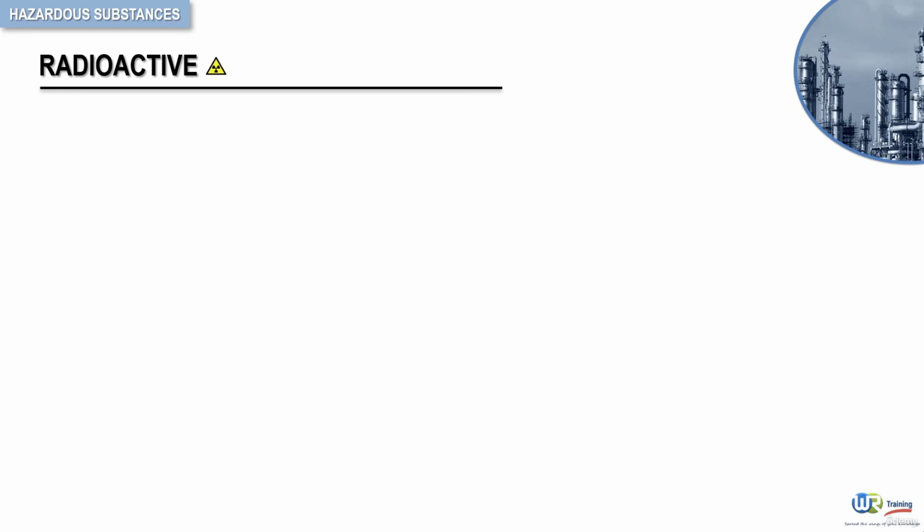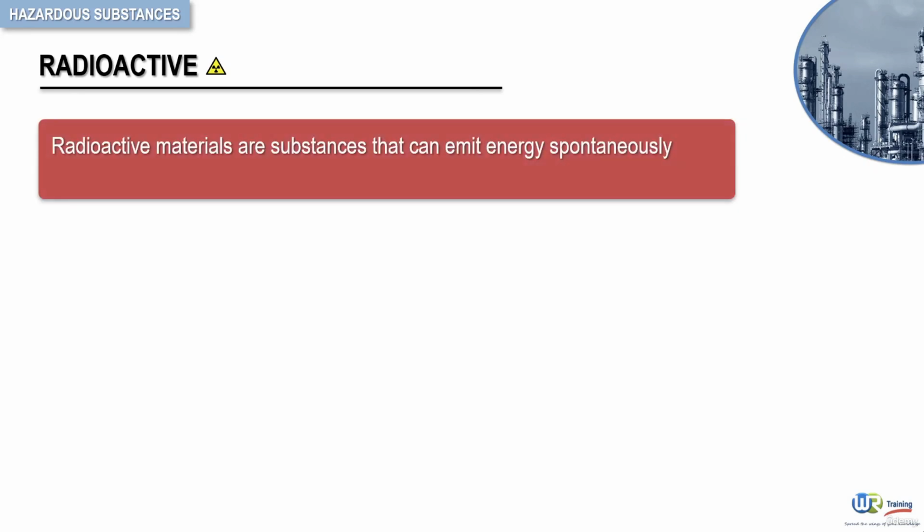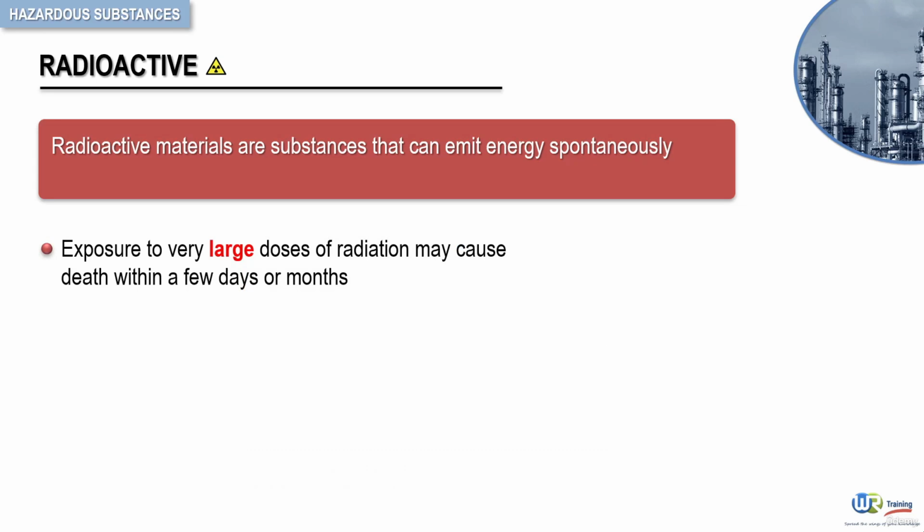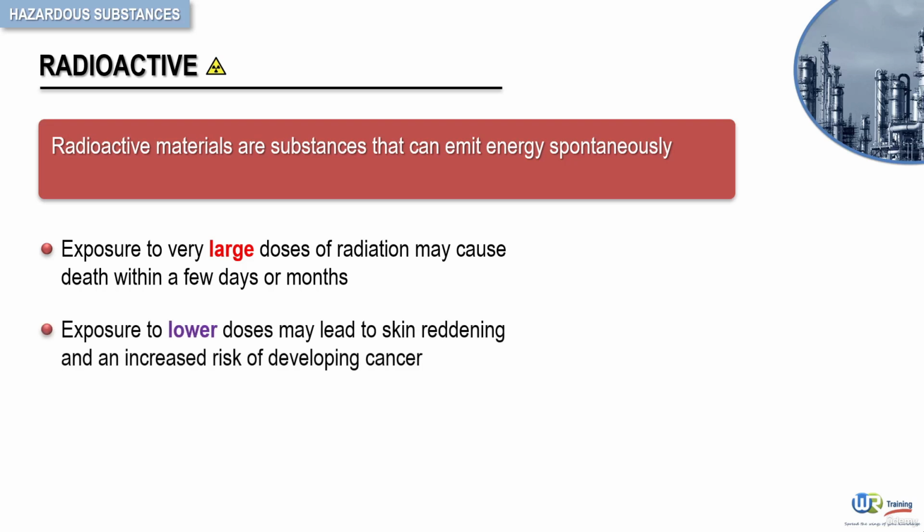Radioactive materials are substances that can emit energy spontaneously. The energy, referred to as radiation, is produced when changes occur within the nuclei of atoms, as seen here. Exposure to radiation can affect the body in a number of ways. Exposure to very large doses of radiation may cause death within a few days or months, while exposure to lower doses may lead to skin reddening and an increased risk of developing cancer or other adverse health effects. The adverse health consequences may not be observed for many years.